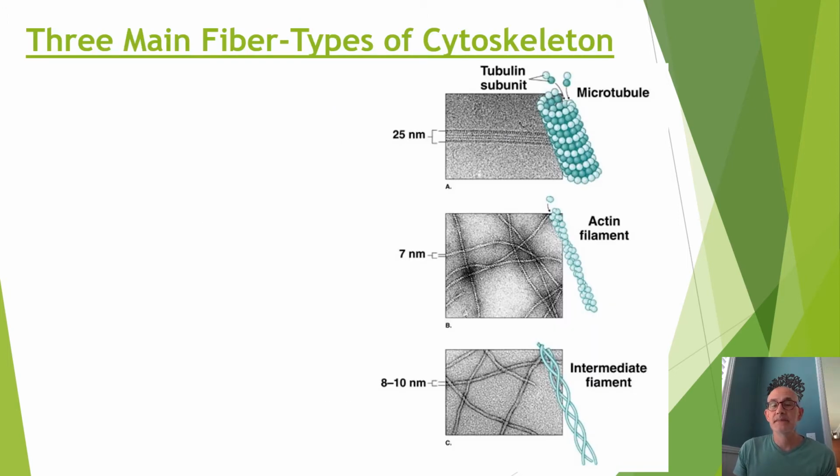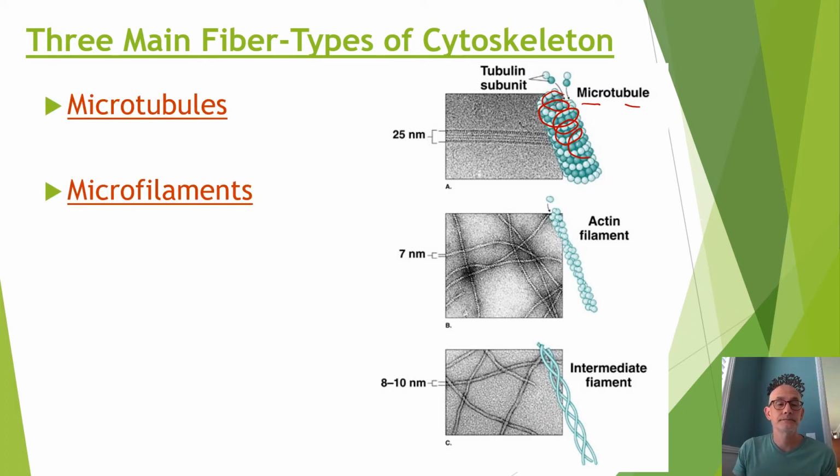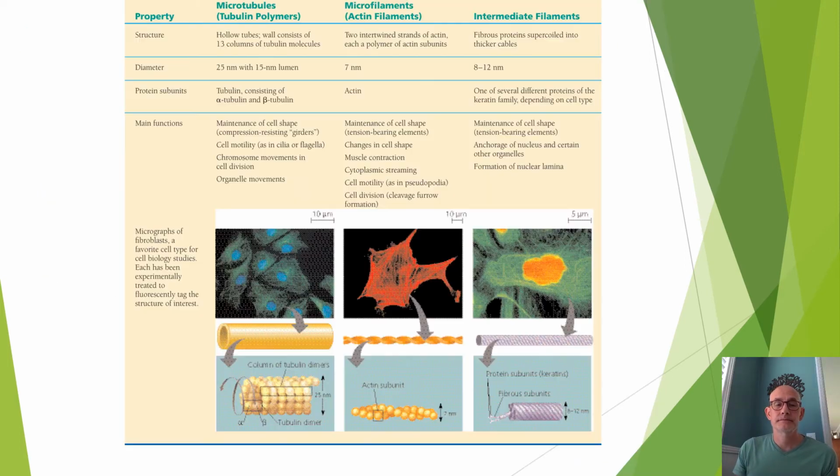3 basic types of fibers in the cytoskeleton. There are microtubules, which are tiny tubes. You can see in this picture, it's a corkscrew. Actin filaments, and then intermediate filaments. Microtubules are actually the biggest of these. Actin filaments are the smallest, and intermediate filaments are your Goldilockses. These are all some information which we'll be going over in the next slides.